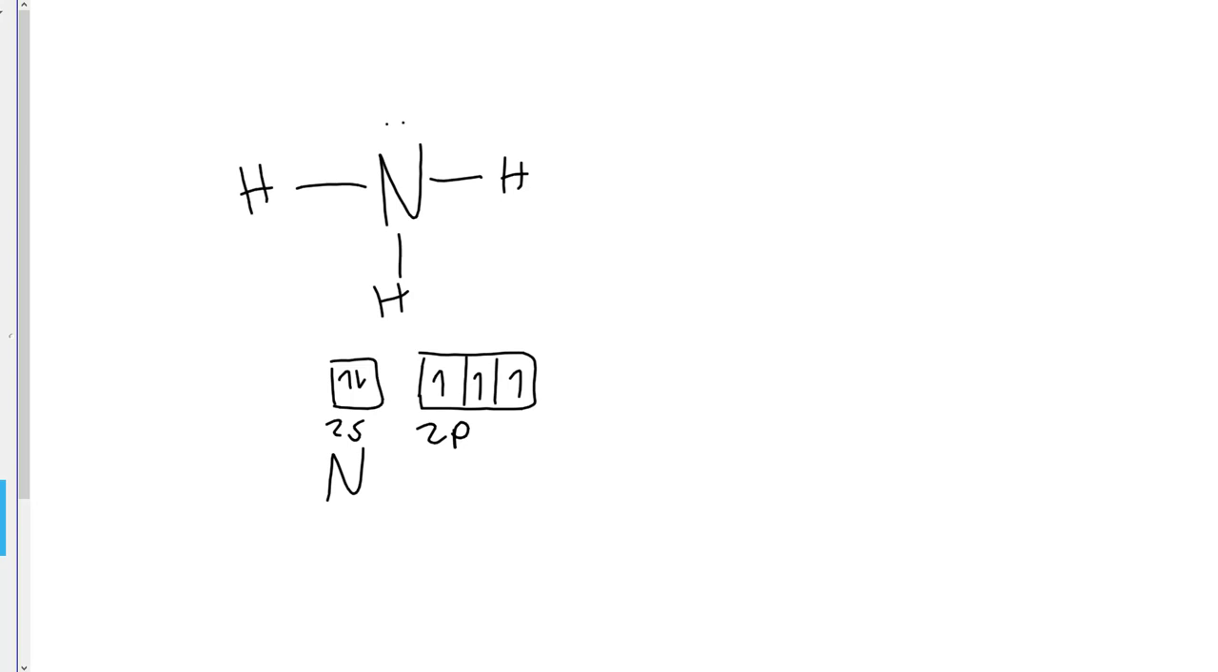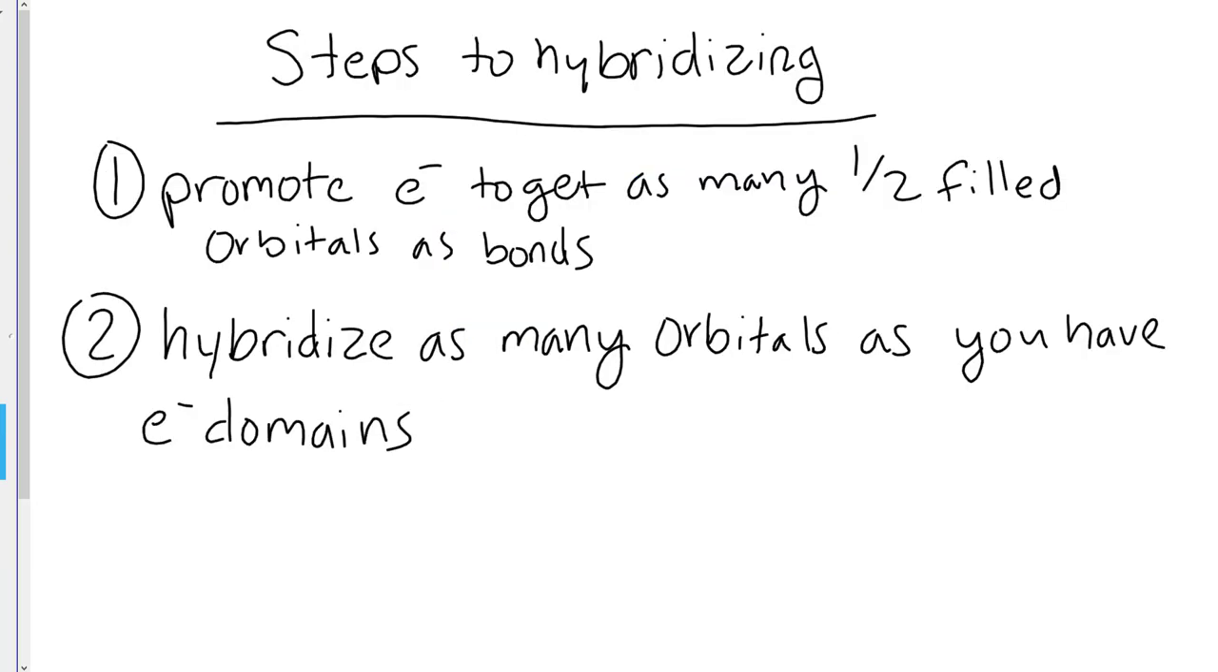Let's look at this. P's. Again, what's the bond angle between P's? These are 90 degrees around, but we're expecting something that's slightly less than 109.5. So what on earth is going on here? So even though I don't need to promote to have enough bonding locations, I still need to hybridize to explain the bond angles. So I'm still going to do that second step. So step 2 is hybridize as many orbitals as you have electron domains.